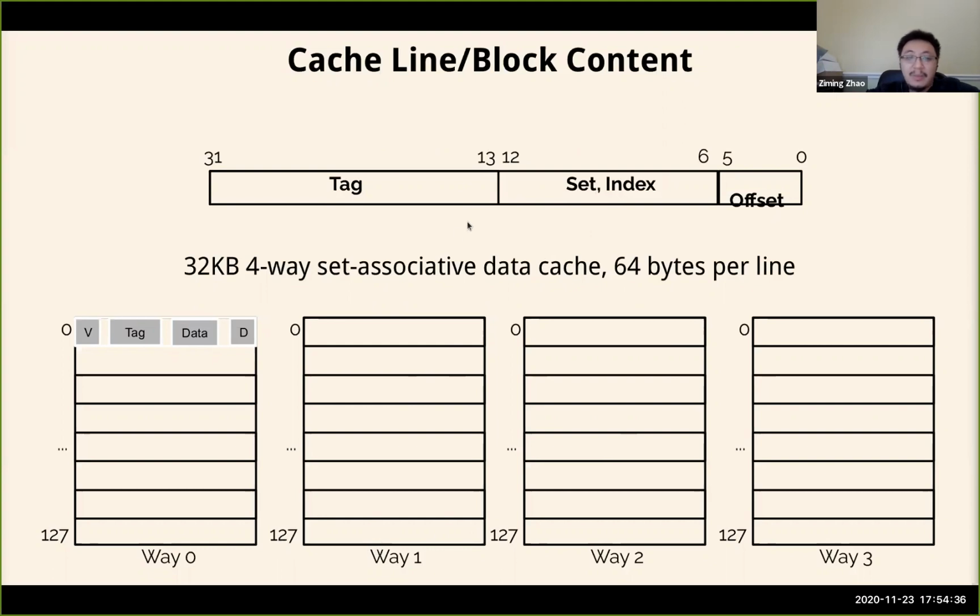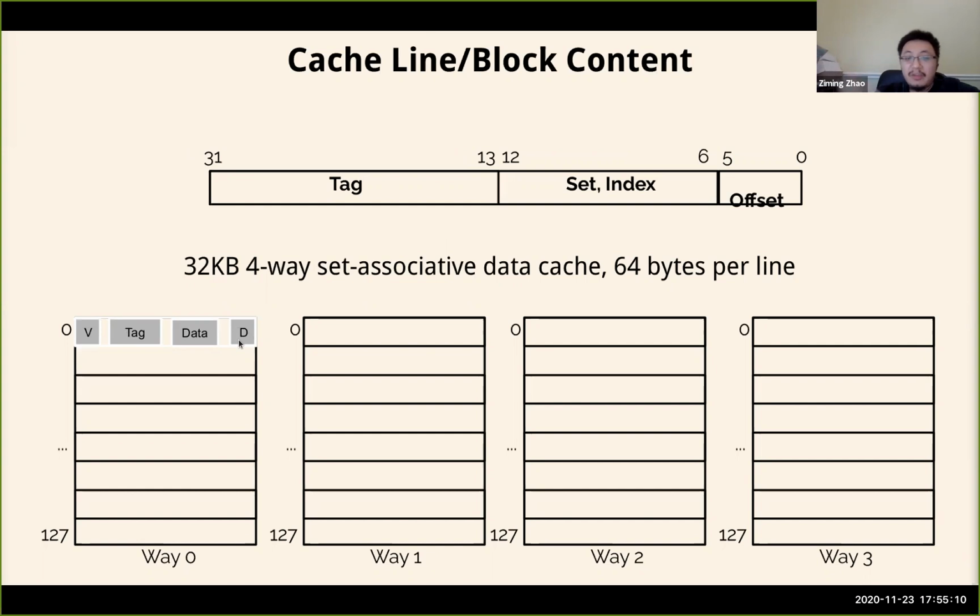But this part is like 19 bits. This 19 bits, we cannot reconstruct from here. That's why we also need to store these 19 bits in the cache. So in each cache line, we're actually storing 64 bytes of data, the tag, and also some other metadata. For example, whether this entry is valid, or whether this entry is dirty.